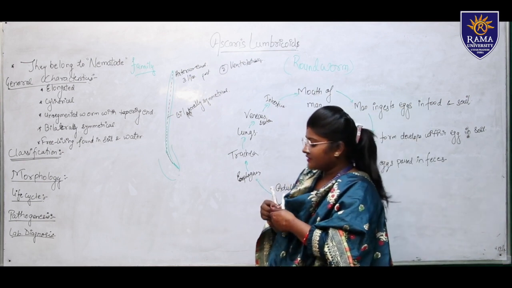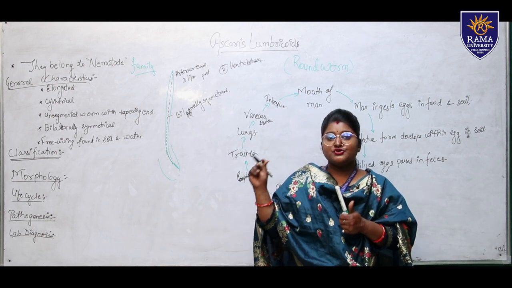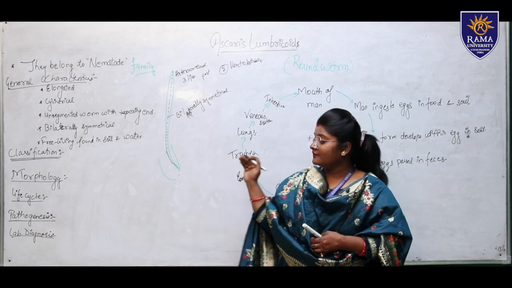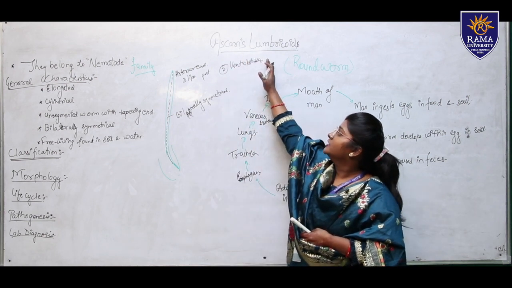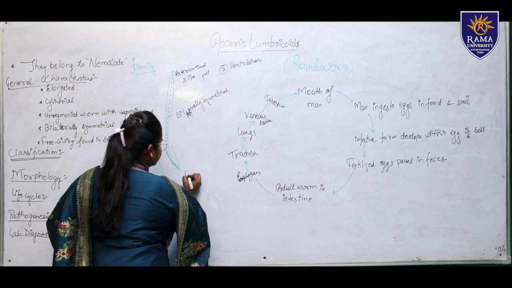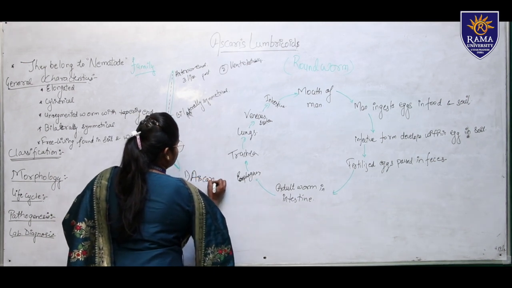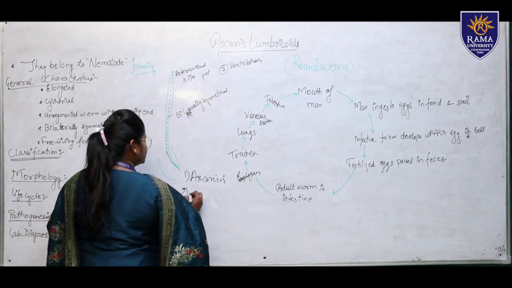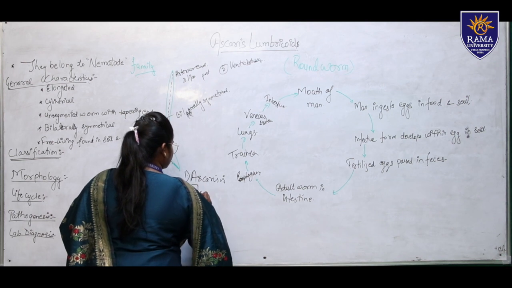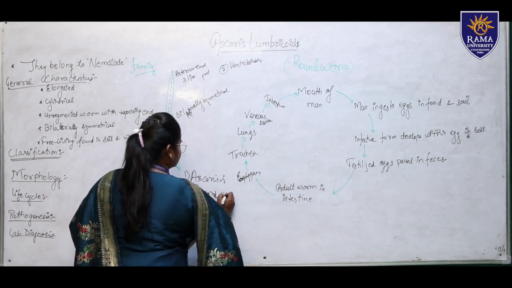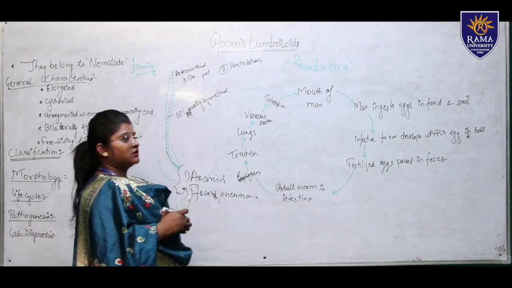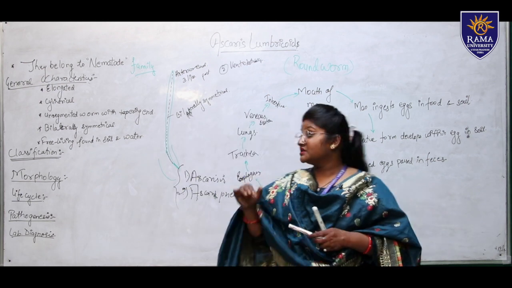Now let's recall the pathogenesis. Usually 2 types of disease are caused by Ascaris lumbricoides. Number 1 is Ascariasis, and number 2 is Ascaris pneumonia. So these 2 diseases can be caused by this parasite.